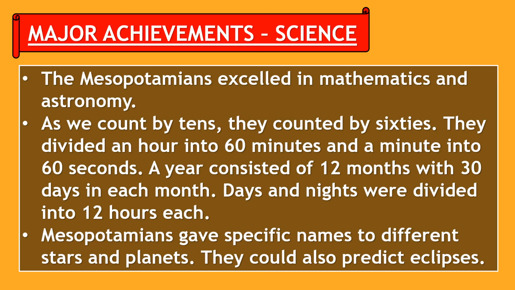Days and nights were divided into 12 hours each. Mesopotamians gave specific names to different stars and planets. They could also predict eclipses.